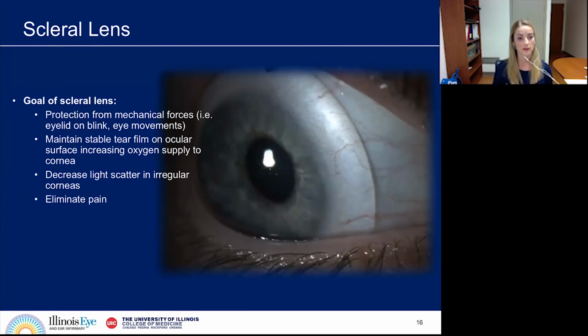So what's the goal of the scleral lens? Protection from mechanical forces, such as the eyelid on blink or eye movements, maintaining a stable tear film on the ocular surface, which increases oxygen supply to the cornea, decreasing light scatter in irregular corneas to help with improving vision, and to eliminate pain.